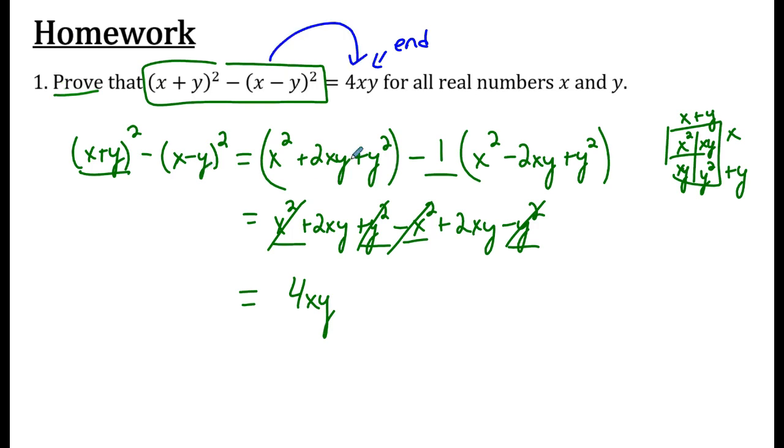I didn't work with both sides of the equation. I didn't just keep writing the same thing and manipulating them. I started with one side, made it look like the other. So we proved that if you picked any x and y, plug them in, you'd really just be doing 4 times x times y.